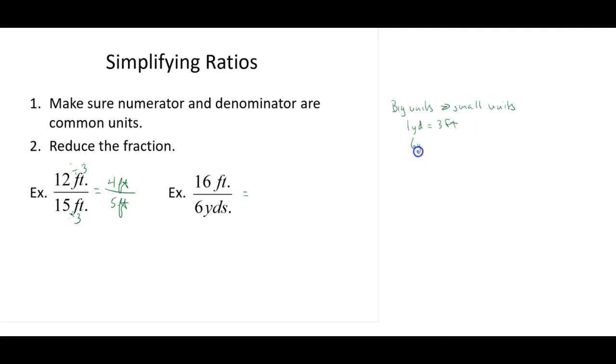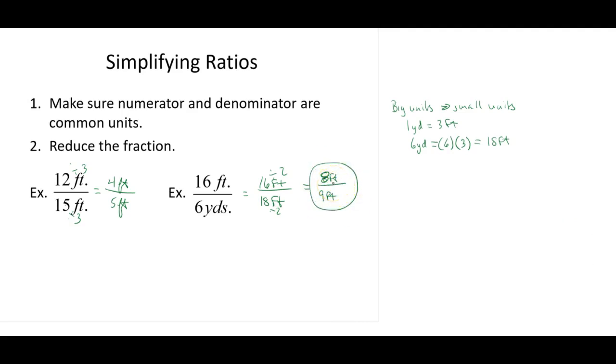So when I do 6 yards, all we're going to do is take 6, and how many feet are in a yard? 3. So 6 yards would be equal to 18 feet. So we are going to rewrite this as 16 feet to 18 feet. And now I can reduce by dividing the numerator and denominator by 2. And I would get 8 feet to 9 feet.